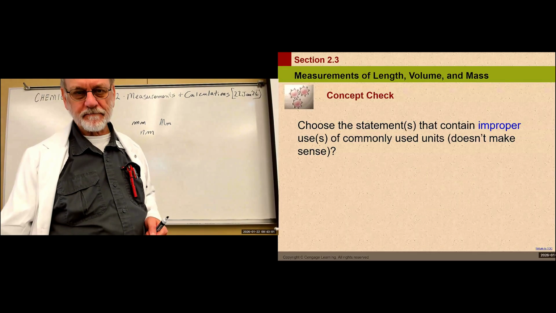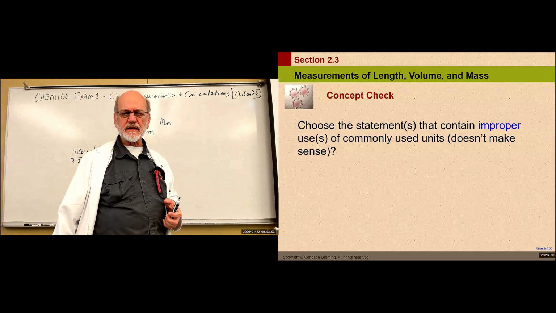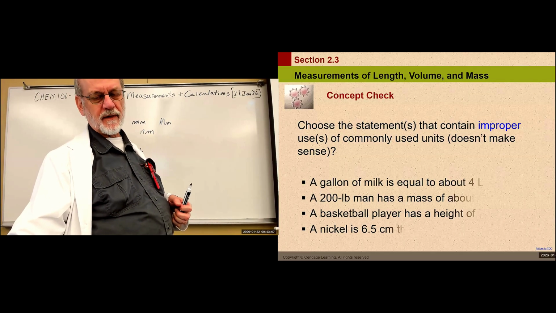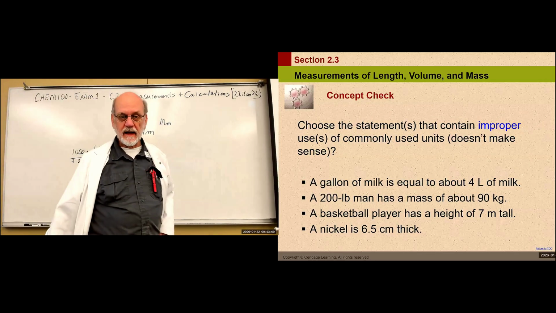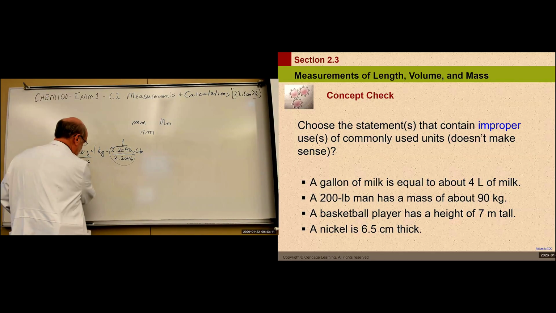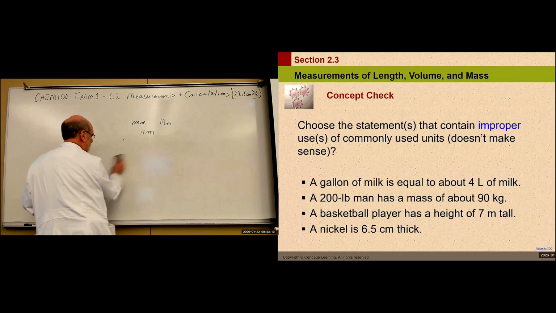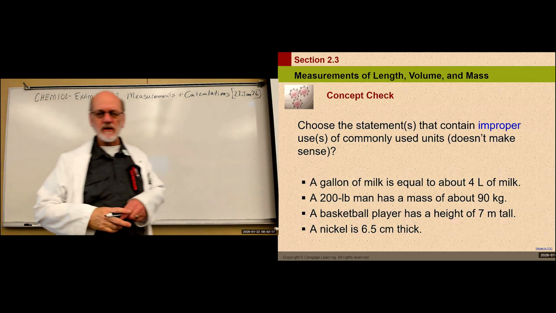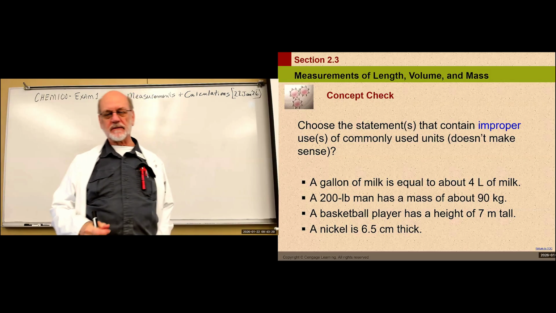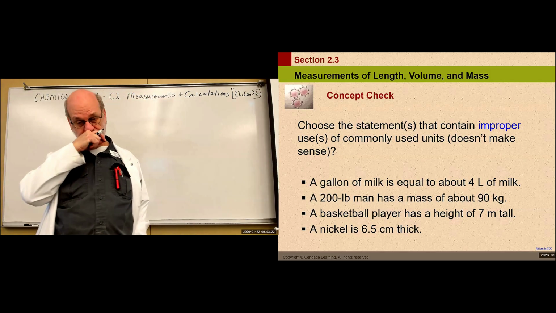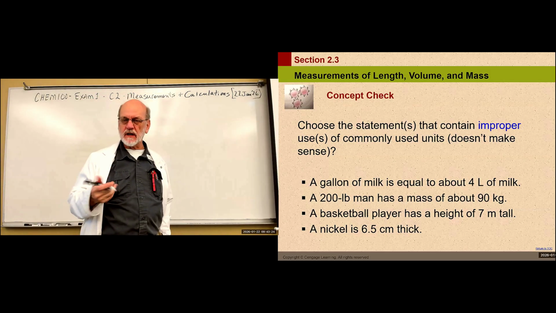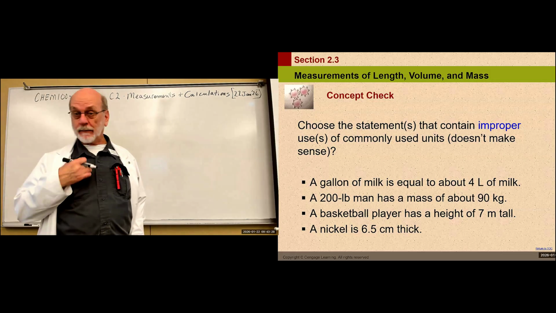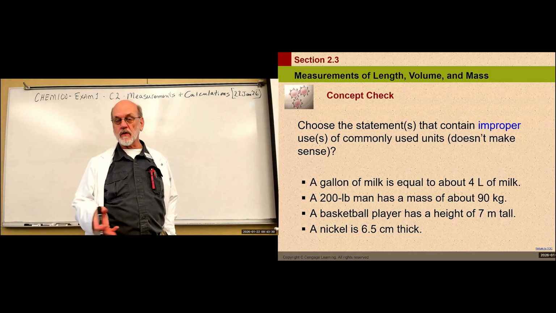All right. Choose the statements that contain improper uses of commonly used units. Let's see. Let's make some room here. 1 gallon of milk is equal to about 4 liters of milk. Well, we have to know what a gallon of milk is worth in terms of liters. And I happen to know that because I read labels in the grocery store.